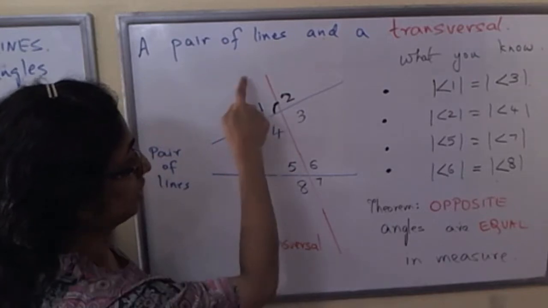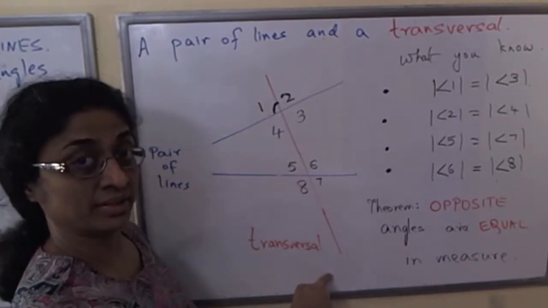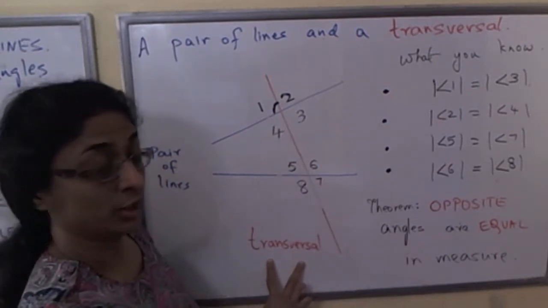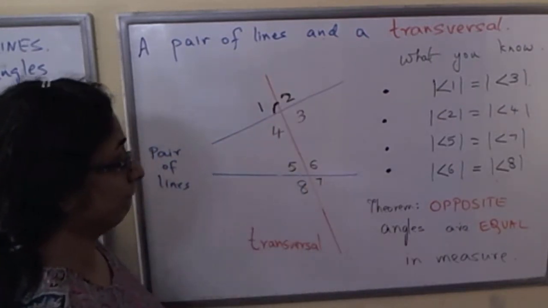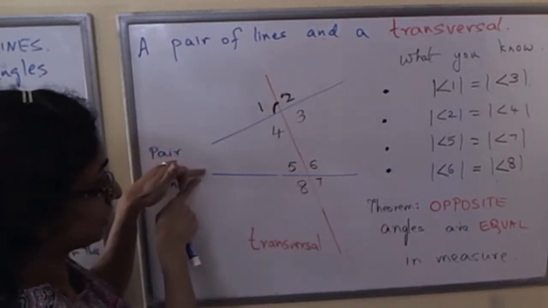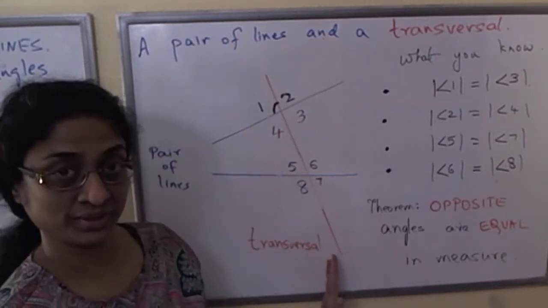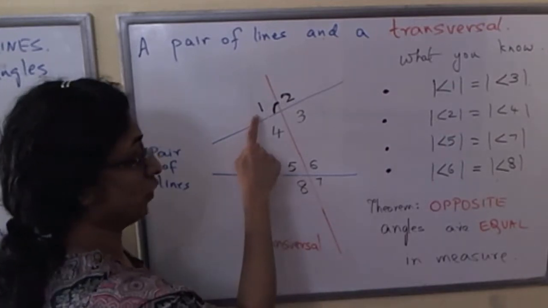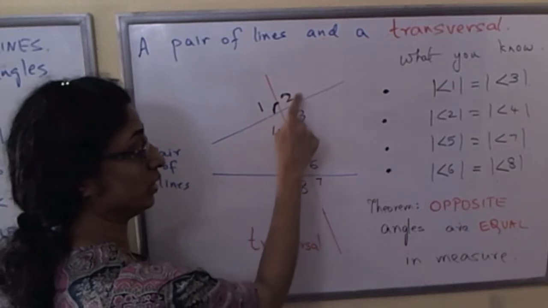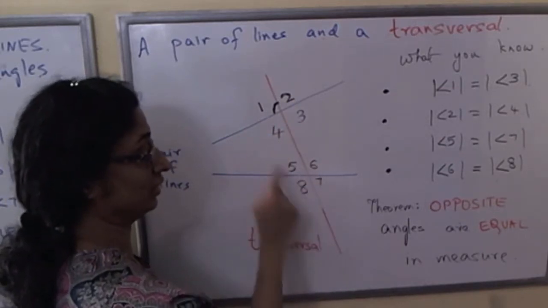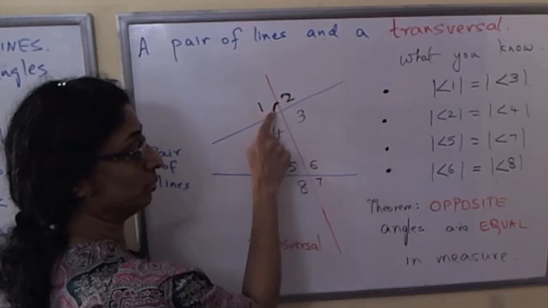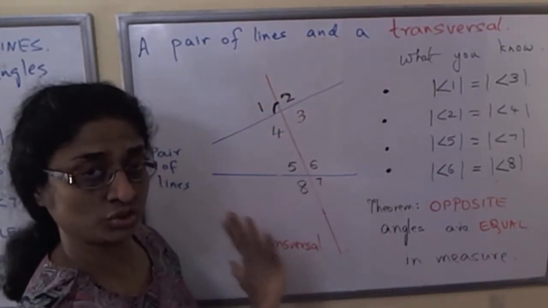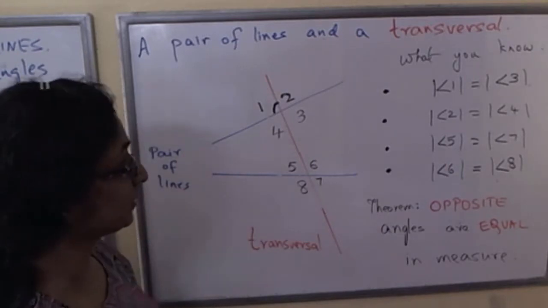I've also drawn this red line, cutting the pair of lines. This red line is called a transversal. So what we have here is a picture of a pair of lines and a transversal that cuts them. Notice that when we draw such a picture, we form angles which I've labeled here as 1, 2, 3, 4, 5, 6, 7, 8. So 1 is this angle marked by this arc. I've not marked the other angles by an arc just to keep the picture clean.